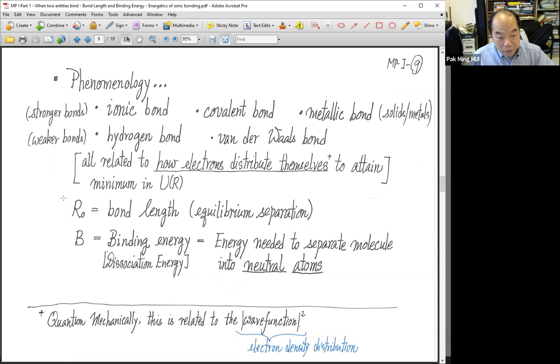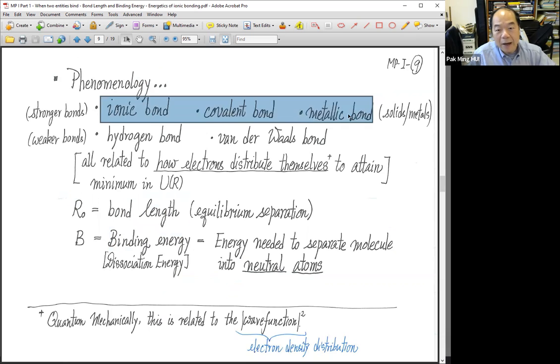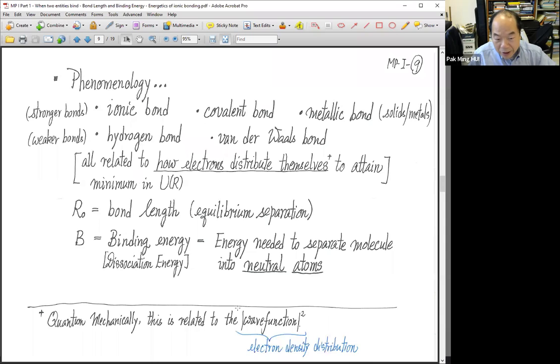And we introduced already this. So we have bonding, we have binding energy, and then there are phenomenology of chemical bonds. In chemistry classes, you may have heard about ionic bond, covalent bond, metallic bond, all these kind of things, right? But in quantum mechanics, we will see, basically, it is related to the wave function of the electrons and what is this wave function square. So that will define how the electrons distribute in space.